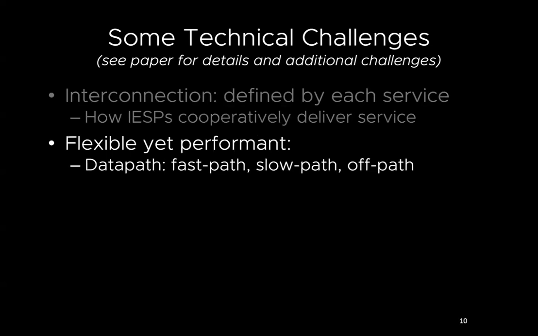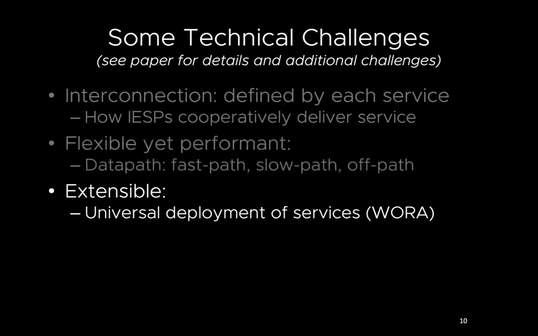Flexible yet performant. Flexibility is provided by having general purpose compute, but performance is achieved by having each service carefully identify a fast path, which can be handled in hardware accelerators, and a slow path, which can be handled by general compute, and off-path functions that may require storage or other slower functionality. Extensible. This follows directly from the write once, run anywhere nature of the architecture, enabled by standardizing an execution environment.